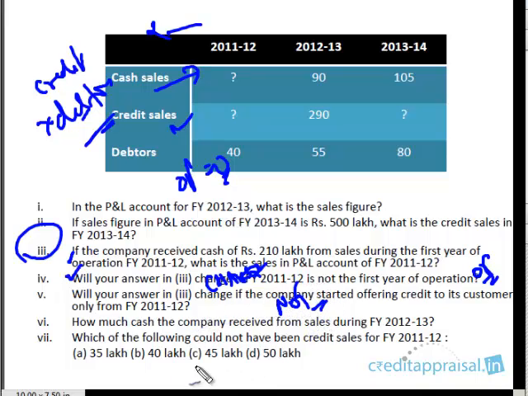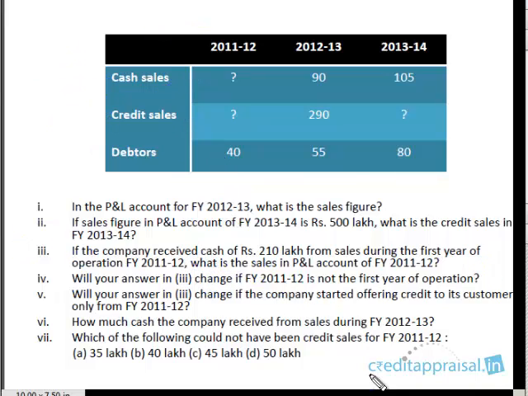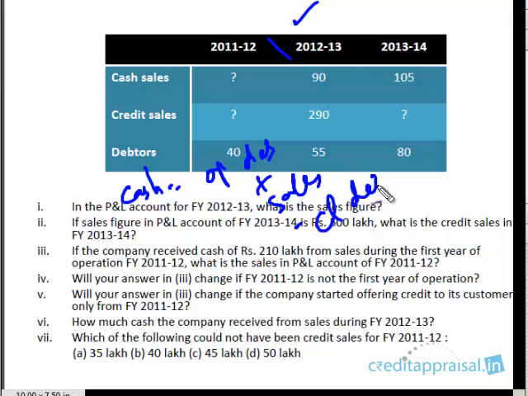Okay, so let us take the sixth question. How much cash the company received during the year 2012-13? So what is the cash the company received during the year? Again, we can write up a simple formula, right? The cash received is nothing but the opening debtors plus sales during the period minus closing debtors.